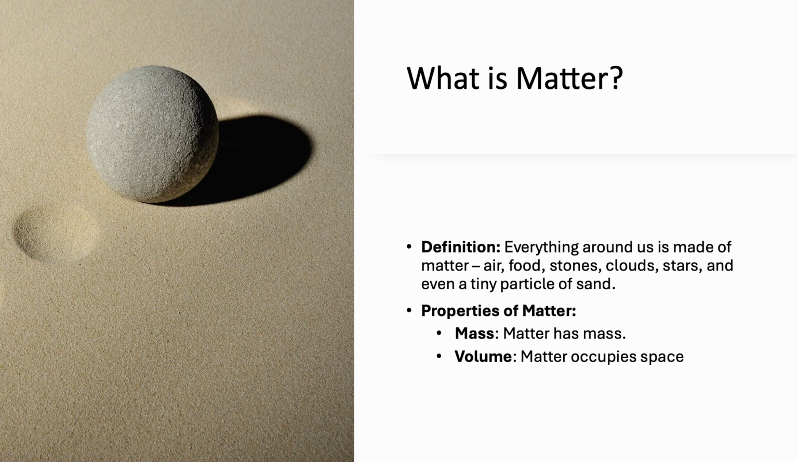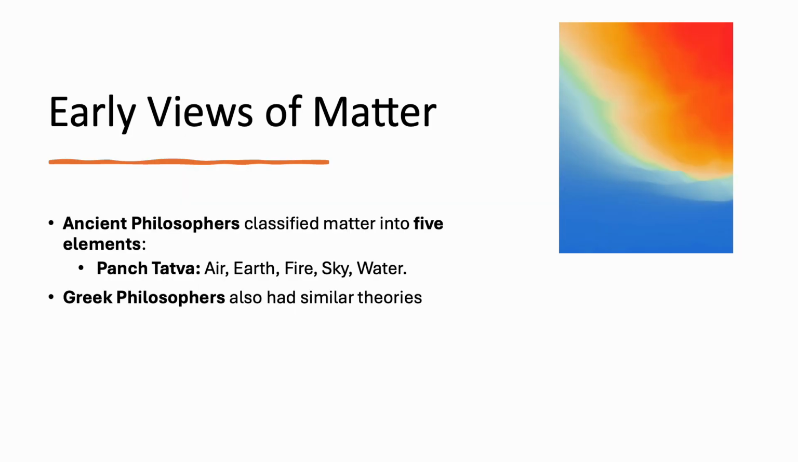Now, what are the two key properties of matter? The very first property is that matter has mass, and the second property is that it occupies some space. So, mass and volume are the key properties of matter.